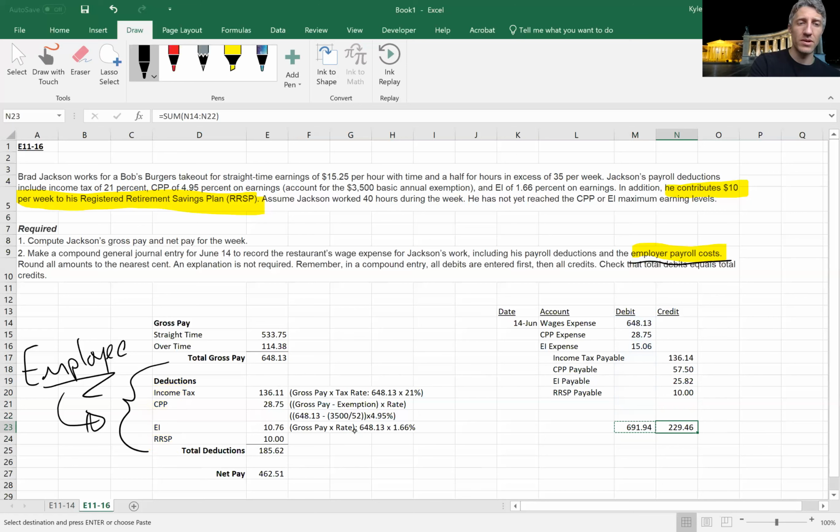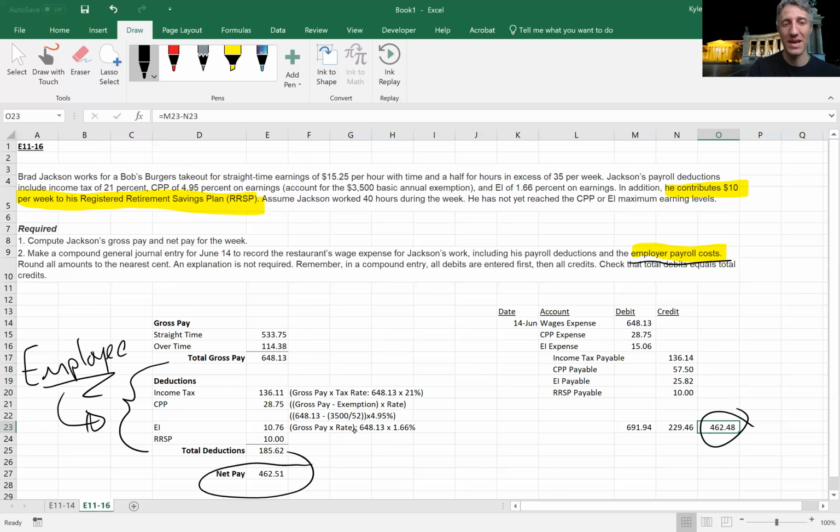So what is going on here? Well, if I were to subtract the debits from the credits, I get a difference of 462.48, and that should match. I'm noticing now I've made a mistake somewhere, so it's going to take me a second to find it. My apologies. That should match what our net pay is. And it looks like I probably just typed something in wrong somewhere. So let me just scan here. Yes, I think I see it.